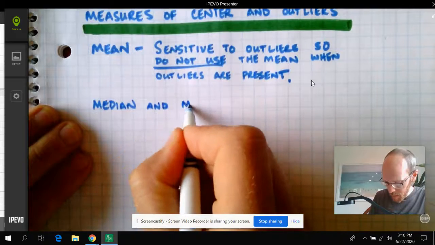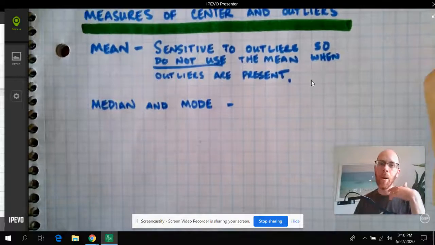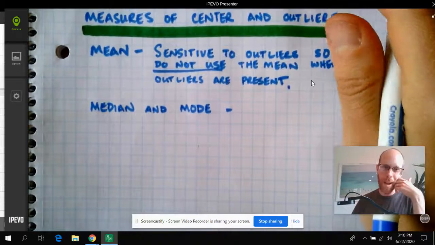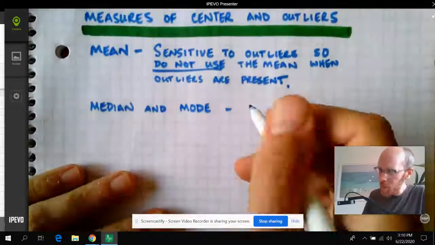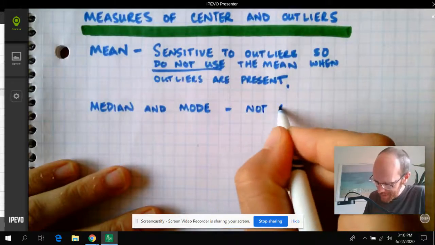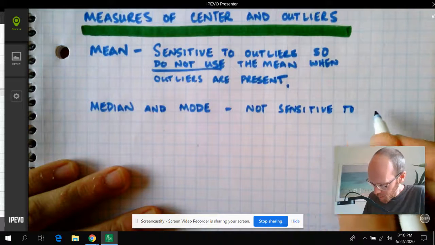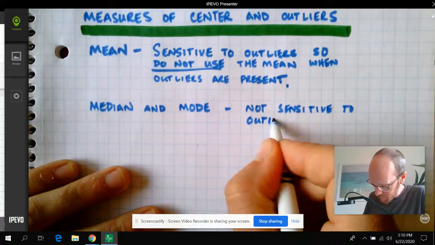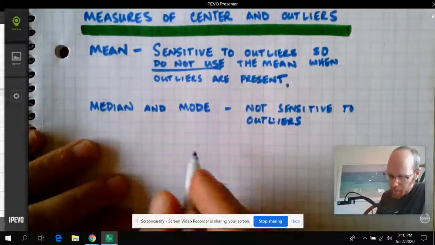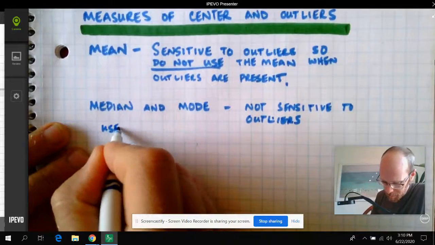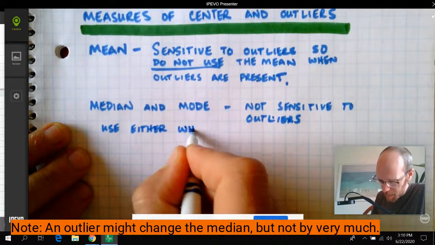Now the other two are the median and the mode. Okay, and the median and the mode, they're a couple of sociopaths. They don't have strong feelings. They don't get sensitive. So we say that they are not sensitive to outliers. And that's actually a good thing. That means that you can use either when outliers are present.